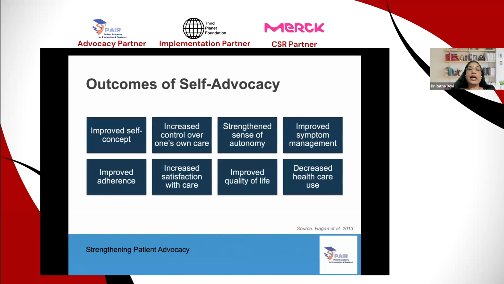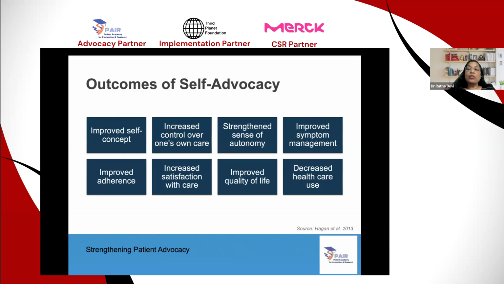So what could be some of the outcomes of self-advocacy? It could be improved self-concept. So you understand your condition better, you understand what your touch points are, you understand who in the healthcare system can provide you with answers, which specialties deal with your condition, what happens when something is not working well and who you should reach out to. And you also understand why it is important that you have those people on your speed dial, for example, so that if there is an emergency, you are able to reach out to them.